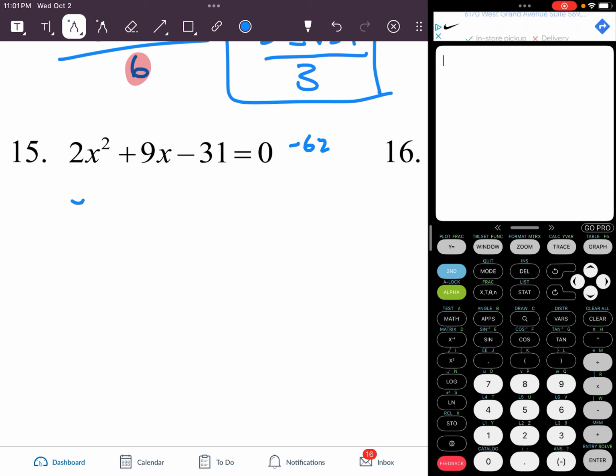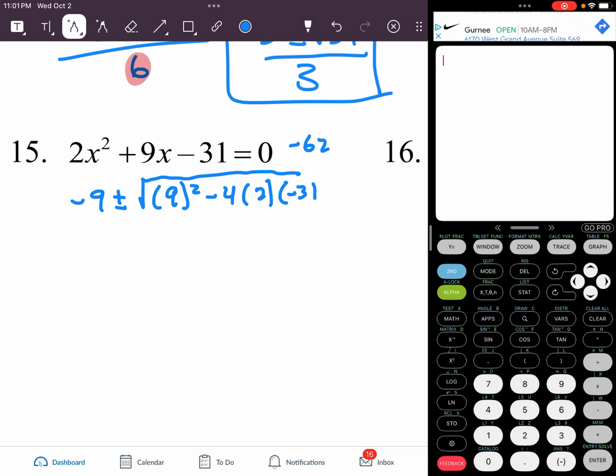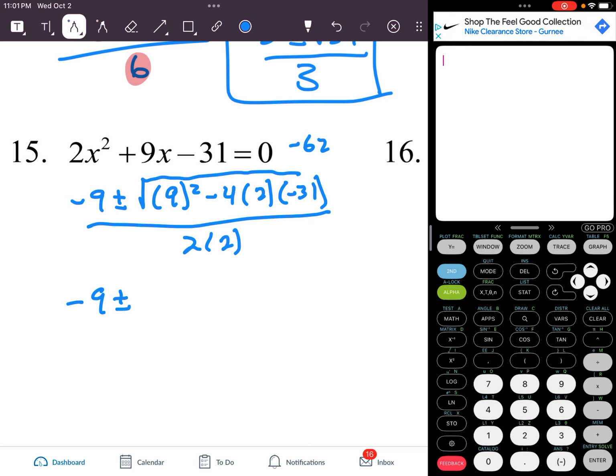So I have negative b plus or minus the square root of b squared minus 4 times a times c, all divided by 2 times a. So I'm going to put what's underneath the square root sign in the calculator. So 9 squared minus 4 times 2 times negative 31. So 329.